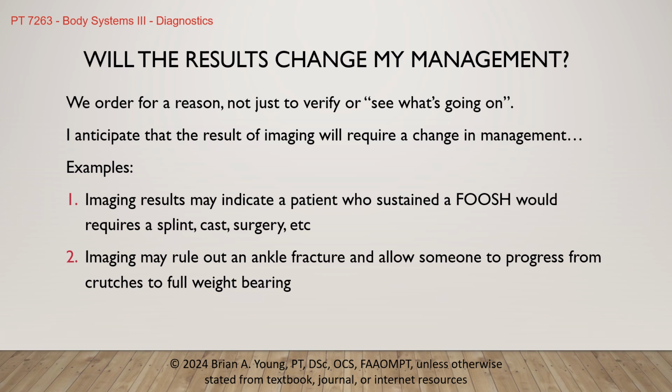So here's a couple of examples. Maybe imaging results indicate a patient who sustained a fracture would require a splint, cast, or surgery. So think about maybe a scaphoid fracture. How about an imaging may rule out an ankle fracture to allow someone to progress from crutches to full weight bearing? They meet the Ottawa rules, but just because they meet the Ottawa ankle rules doesn't mean they have a fracture. We just want to catch the ones that do have a fracture.